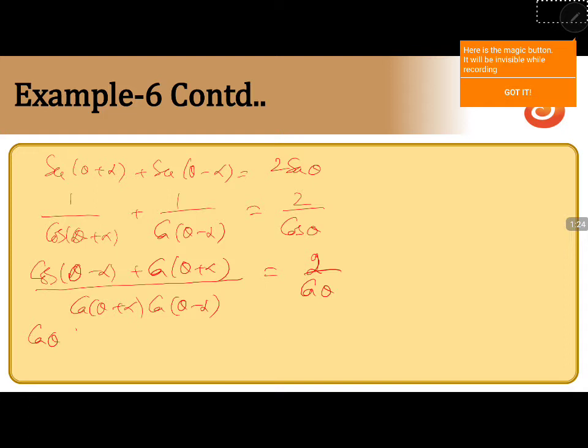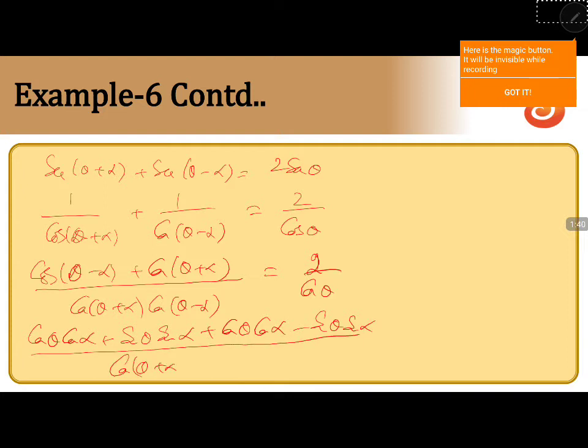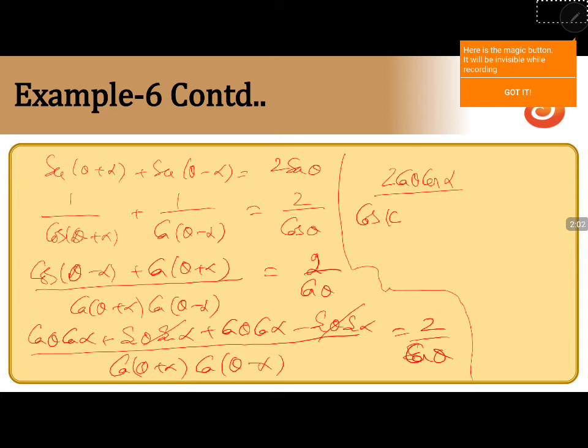Apply the formula: cos θ cos α + sin θ sin α + cos θ cos α − sin θ sin α, divided by cos(θ + α) into cos(θ − α), is 2 by cos θ. These two get cancelled. So you get 2 cos θ cos α by cos(θ + α) into cos(θ − α) is 2 by cos θ.